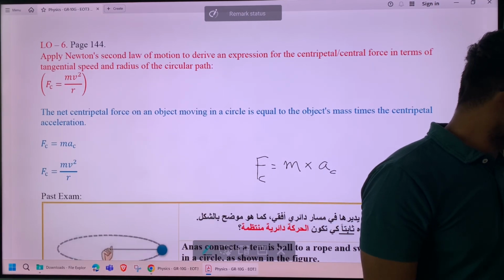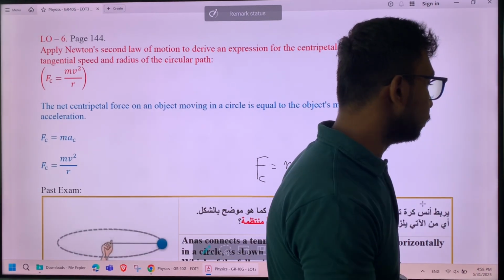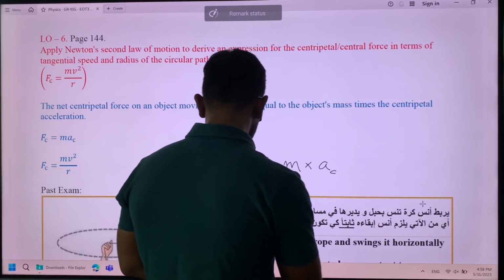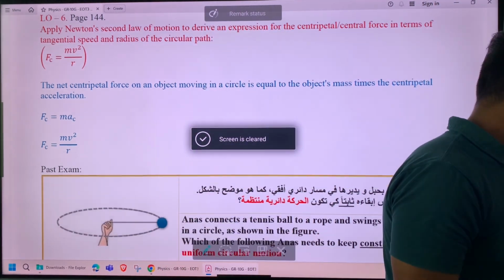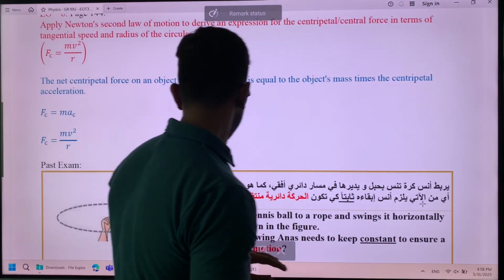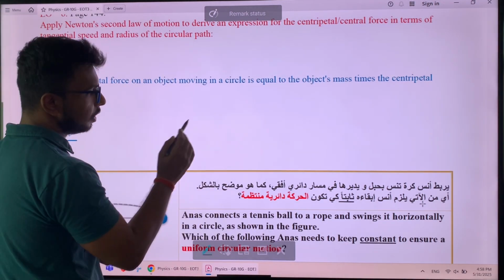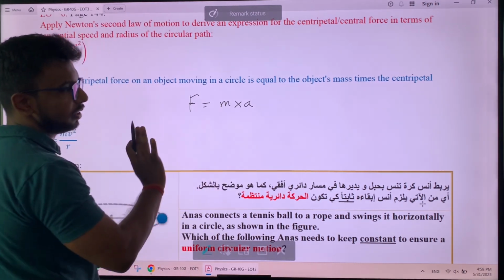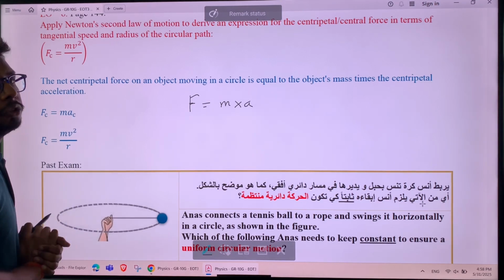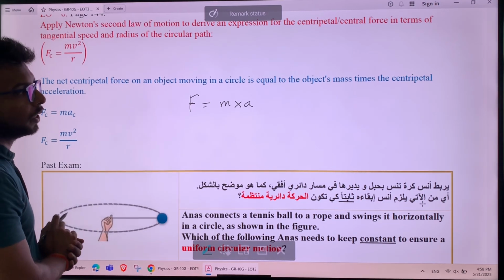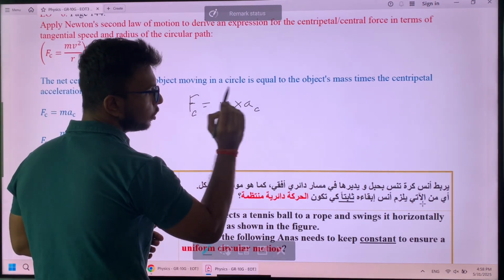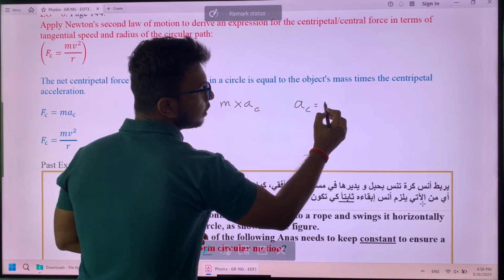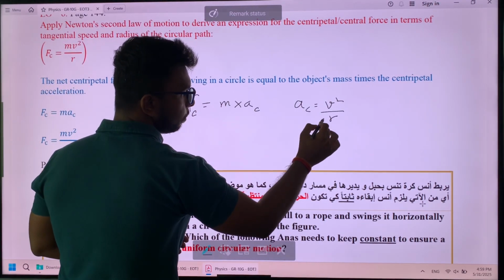Apply Newton's second law of motion to derive an expression for the centripetal force in terms of tangential speed and radius of the circular path. Okay. When we talk about Newton's second law, loosely translated, we say force is equal to mass times acceleration. This is not exactly Newton's second law, but loosely we can say that force is equal to mass times acceleration as Newton's second law. Now, when we talk about centripetal force, we will have to use centripetal acceleration. Centripetal acceleration is given by v square by r. So I can place this value here.